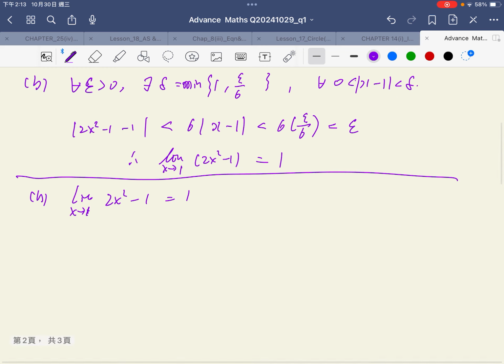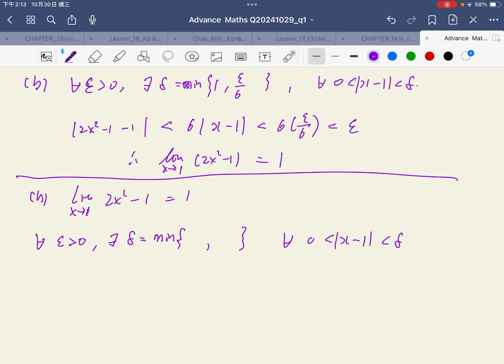we may write it like this: for all epsilon greater than 0, there is a delta, which is equal to the minimum of something. Okay, hold this one and fill it in later. And for all x with absolute x minus 1 between 0 and delta, we want to prove that 2x squared minus 1 minus 1 is less than epsilon.